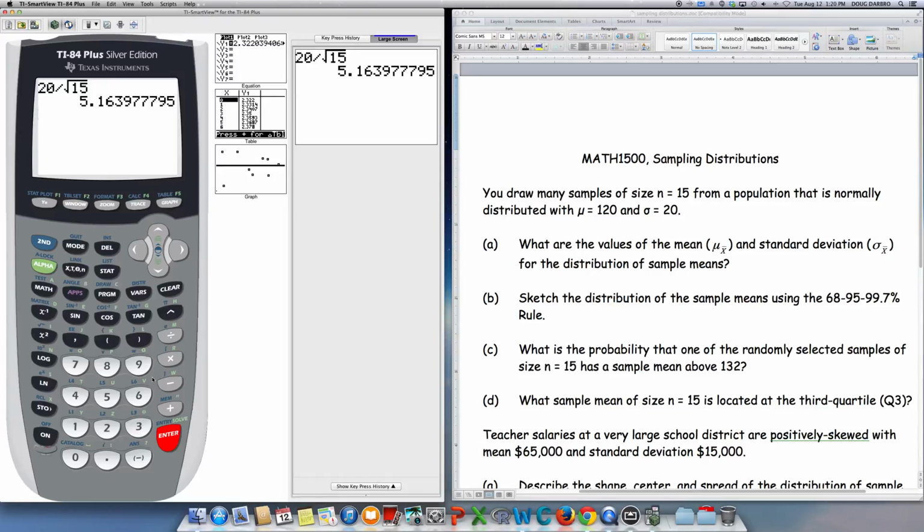Sketch the distribution of sample means using the 68, 95, 99.7% rule. Let me write down something before I go to the other page here. So mu sub x bar is 120, and let's just say sigma sub x bar is 5.16.